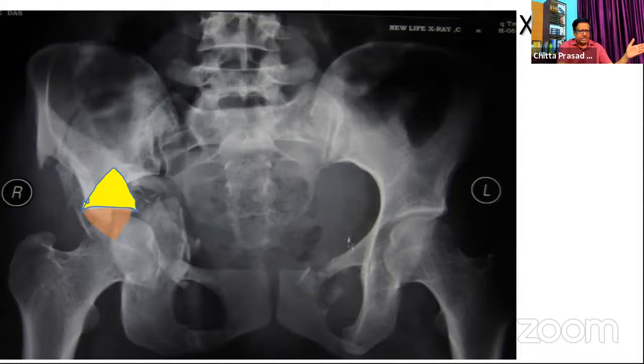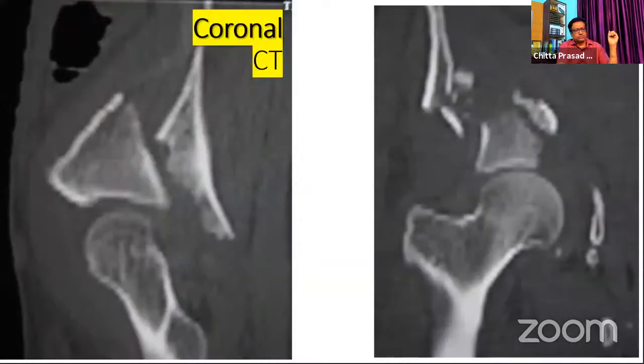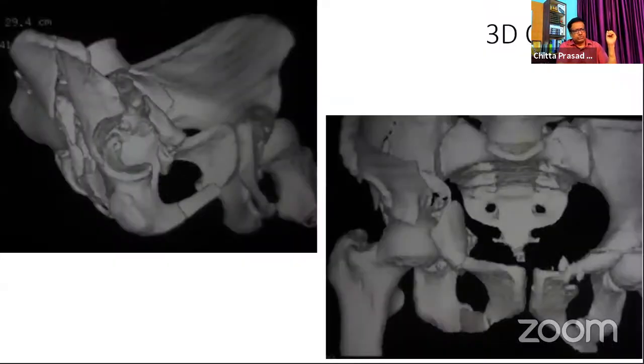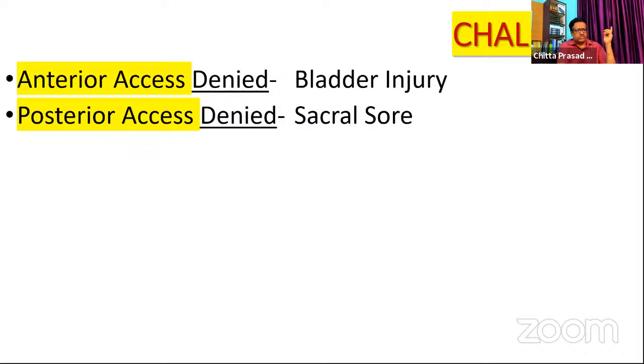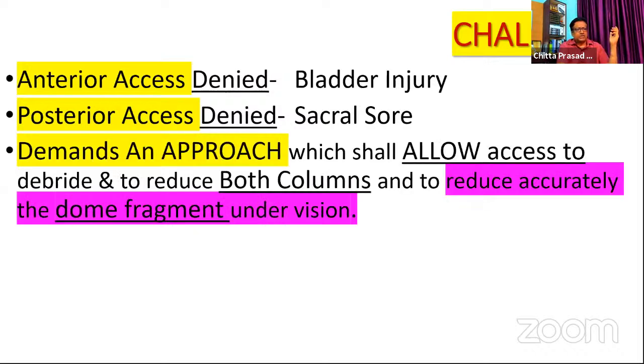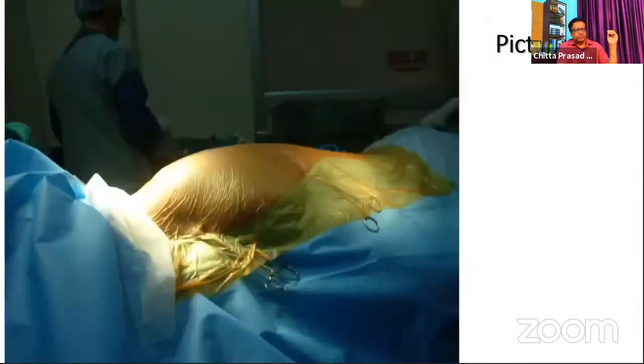You cannot go the medial side. And you have to give a dome to this head of the femur. This is already a 27 days old injury. This is the Judet view, CT scan, 3D CT. This is the front which is already affected by the bladder surgery. The challenges are the anterior access denied, posterior access denied, and you need something like an extended iliofemoral approach to access both the columns and reduce the dome onto the head of the femur.